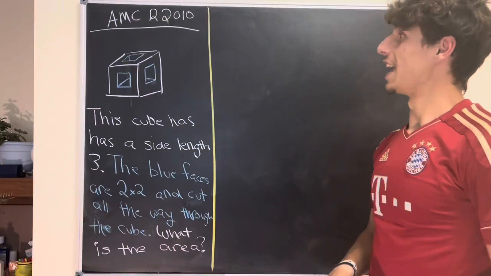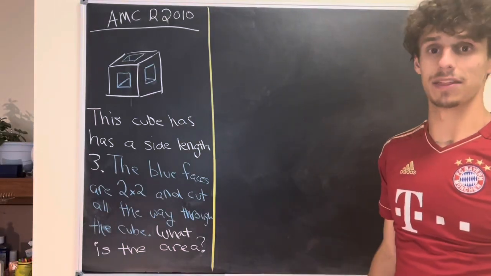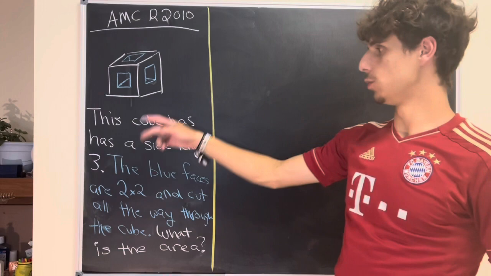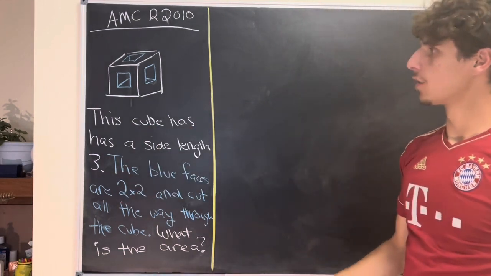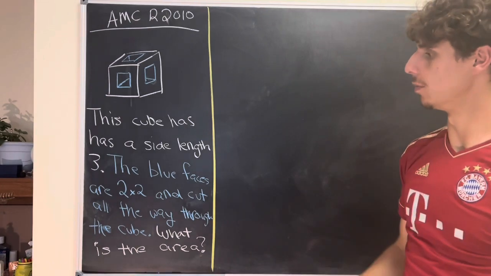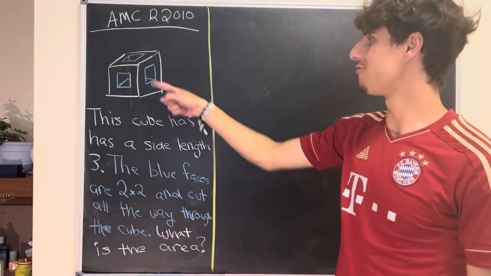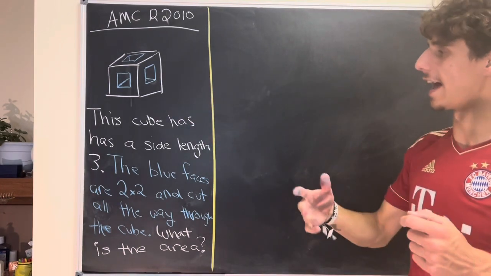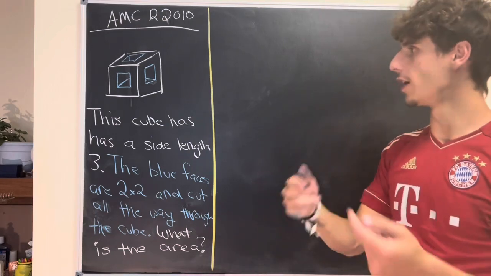So here I have a problem from the AMC 12 2010 math contest. And we have this cube of side length 3, from which there are holes cut through the cube, and those holes have faces of 2 by 2 side length. And like I said, they go all the way through the cube.